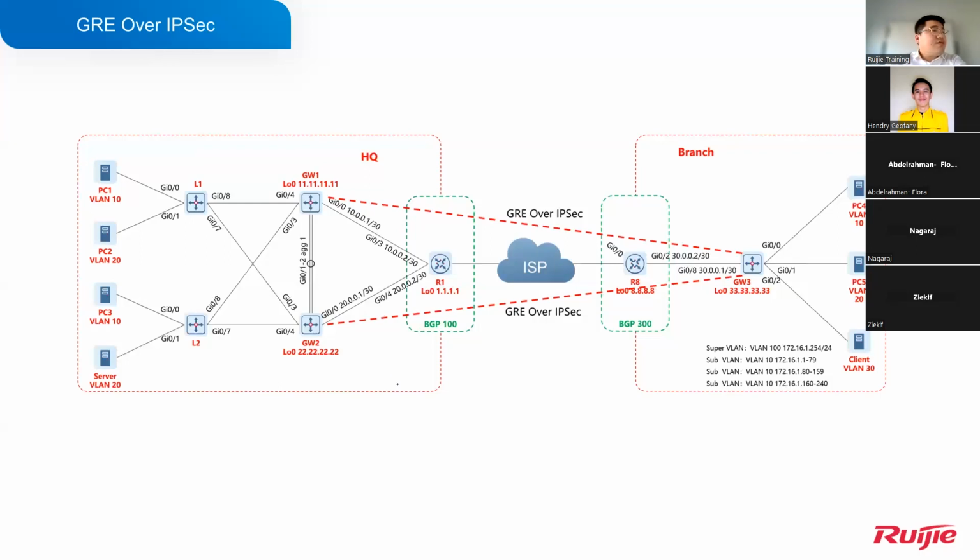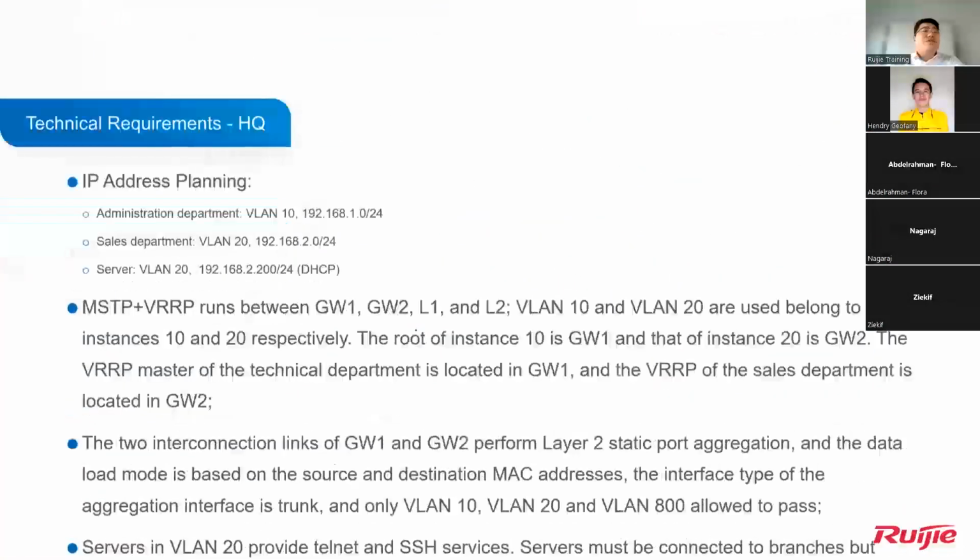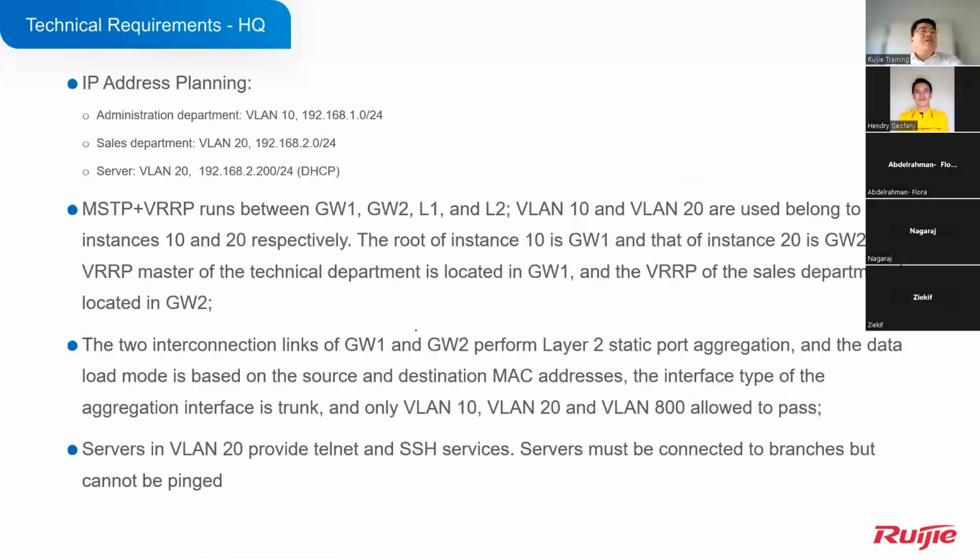Okay, since I don't see any questions about this part, let's go to the next part, about the technical requirements in HQ. First is about the IP address planning. It's easy to understand, right? VLAN 10, VLAN 20, and the subnet of VLAN 10 is 192.168.1.0/24. VLAN 20 is 2.0/24.